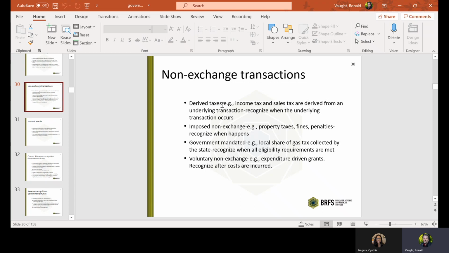And voluntary non-exchange is like expenditure driven grants. And so back to the ARPA, that's an expenditure driven grant. We can't recognize the revenue until we've spent the money for something that is within the scope of the final rule that the U.S. Treasury put out. So those are the basic types of non-exchange. Now, if they do what they're talking about with switching to performance and non-performance, we'll have to go back and revisit all these revenue streams and come up with something different.